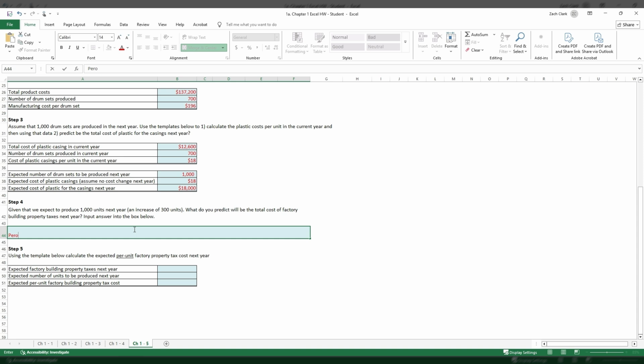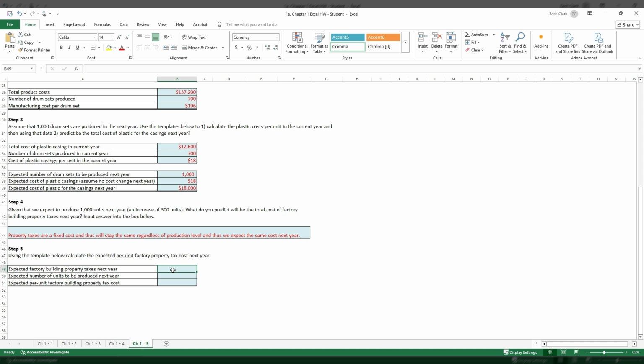Property taxes are a fixed cost and thus will stay the same regardless of production level. And thus we expect the same cost next year. So no changes there. That's kind of the key thing about a fixed cost, right? This question is just to make sure you understand that concept.